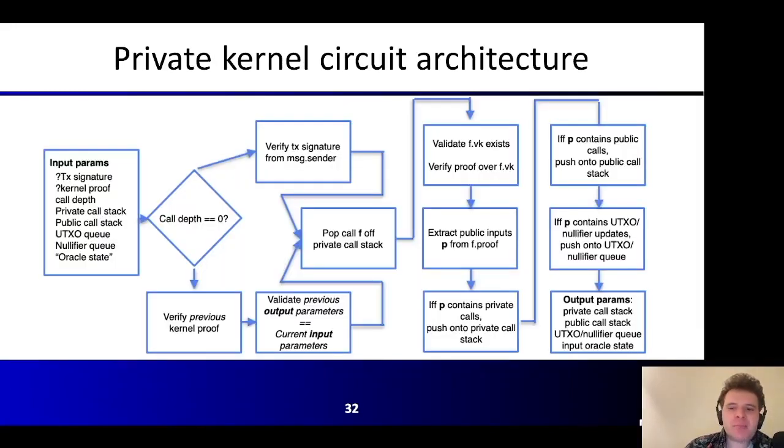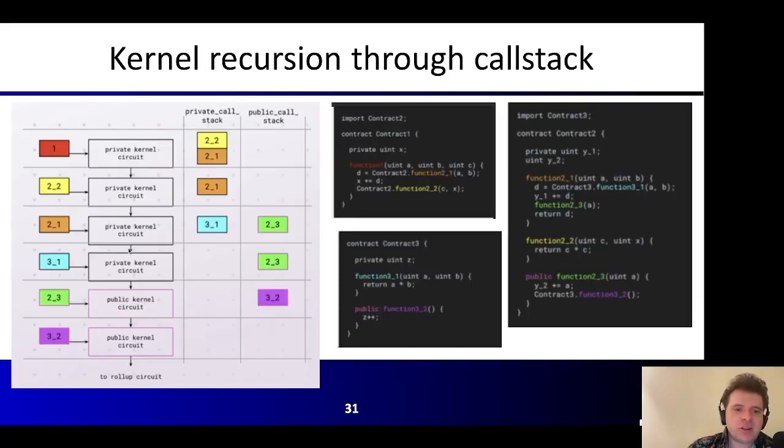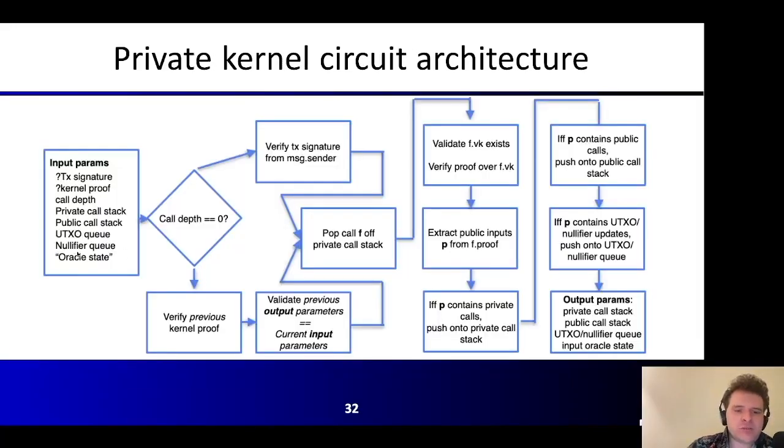So this is a bit more of a flowchart that tries to describe this all again, but in a slightly different way. The idea is, again, you have these input parameters like the input call stacks, the input UTXOs that are going to be the state changes being requested, things like the call depth, how deep into the stack you are going, and what are called time trace vulnerable state, which is basically blockchain state. So the timestamp, the block hash, things like that.